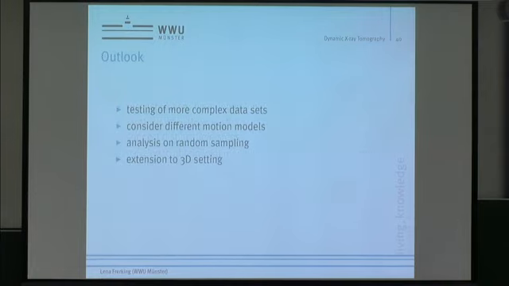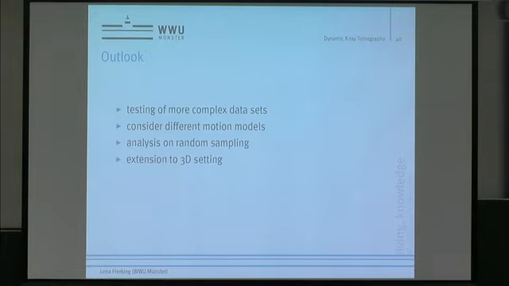Of course there's still something to do with this project, and first of all we definitely need to test some more complex data sets. Everything we reconstructed right now was really easy to reconstruct, so we only had constant objects that are moving in a more or less simple way, and we still have to see whether this model still works with more complex data sets. And also we want to consider different motion models, for example something like mass preservation, and see whether the motion estimation part of this model can be enhanced a little bit.